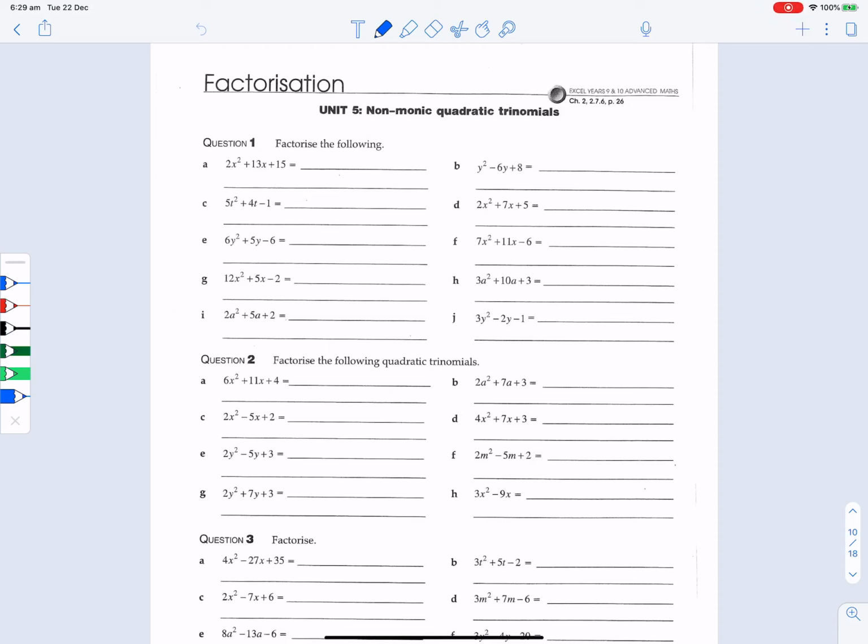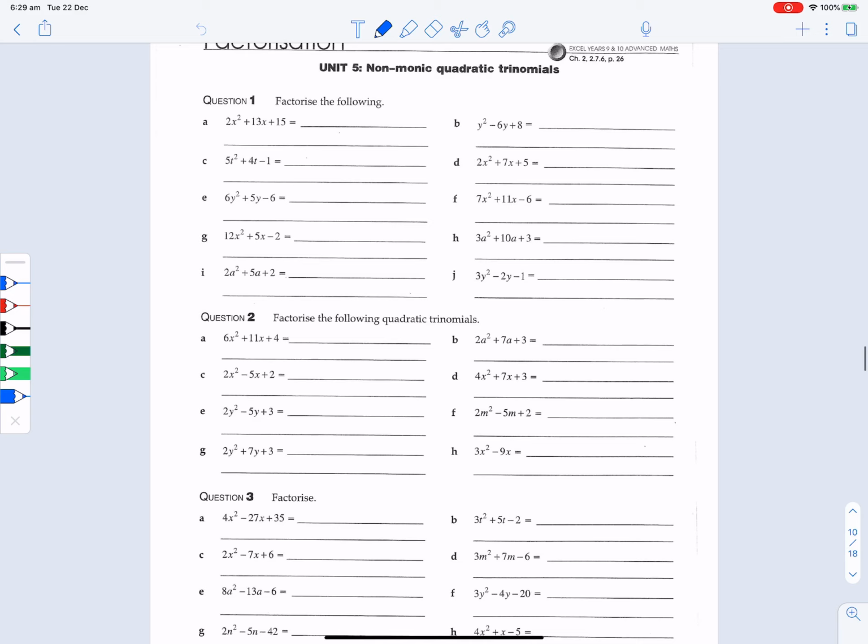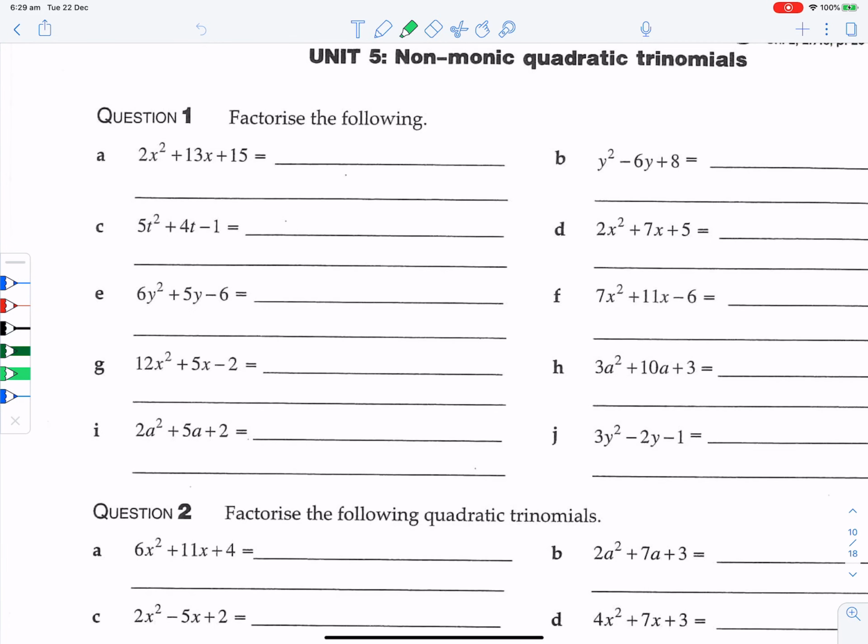Okay, so our final concept is non-monic quadratic trinomials. It's similar to monic quadratic, but there's a lot more working out involved with these questions. And as I mentioned before, these are called non-monic simply because if you look at the coefficient of x squared, or the number in front of x squared, it's more than 1. You can see all these numbers here.